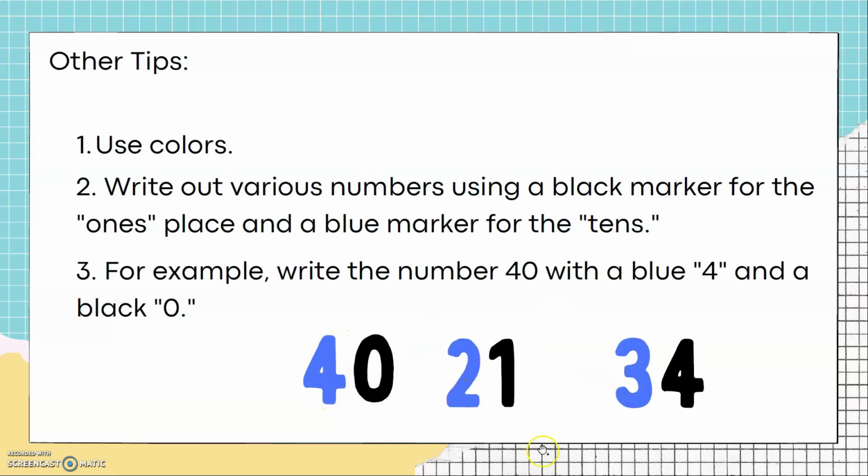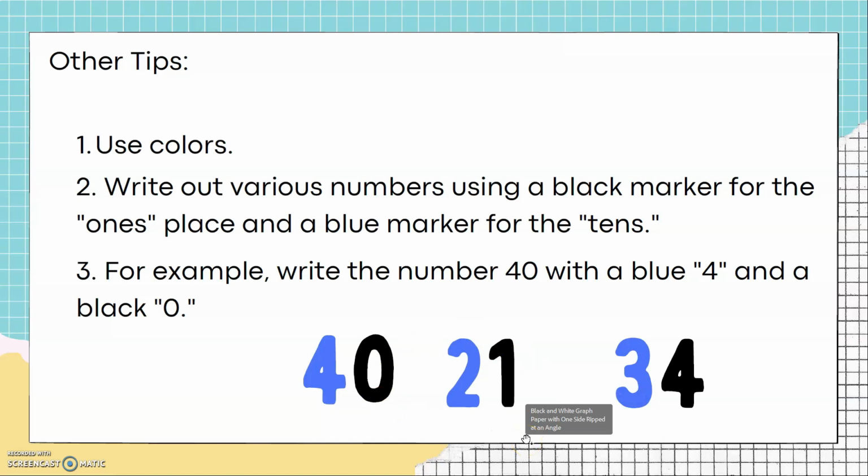Same with these examples. You can cut out numbers from 0 to 9 in black color, and you can also cut out numbers from 0 to 9 in blue color. And when you mention a specific number, they should be able to identify what should be the color black and what should be the color blue.